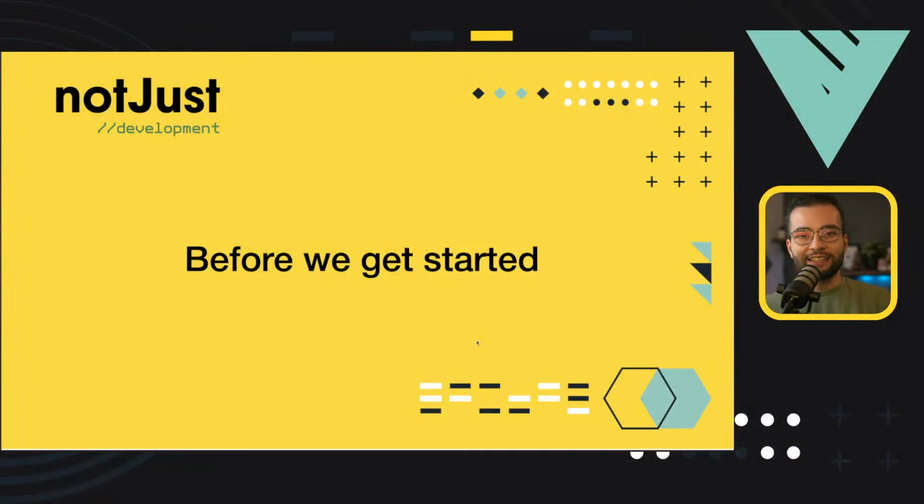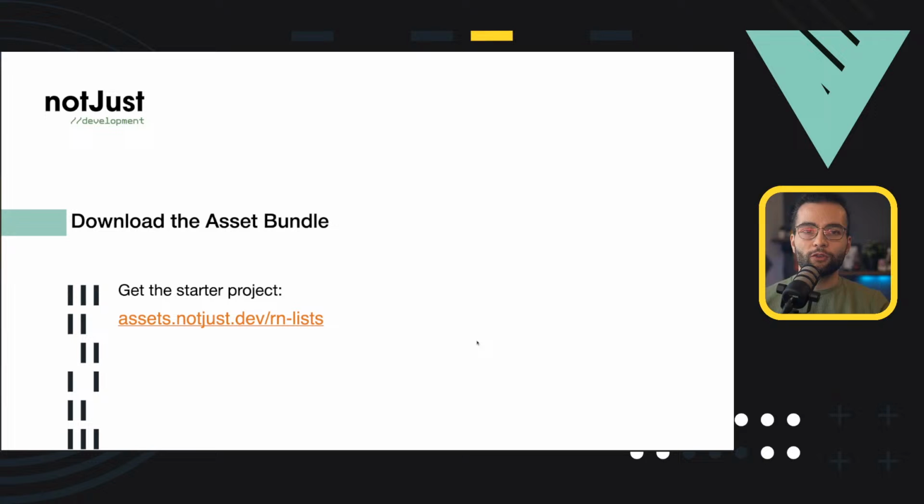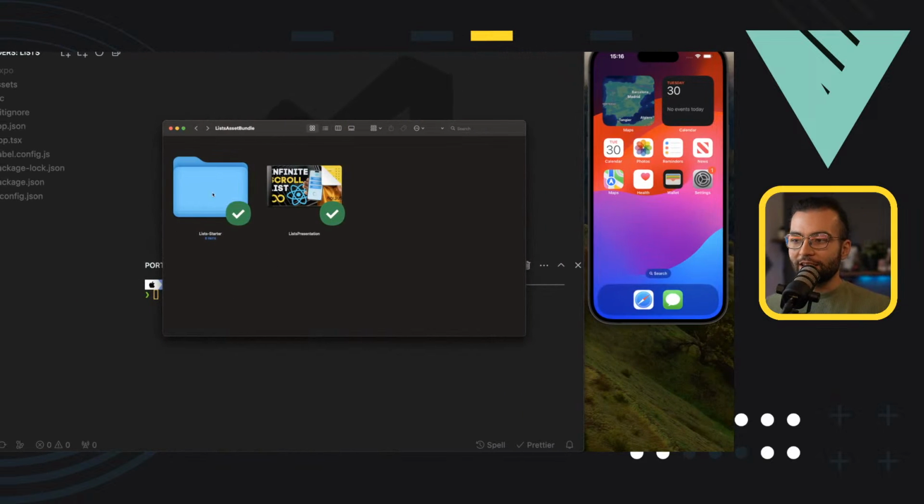So before we get started, make sure to download the asset bundle with the starter project from assets.notjust.dev/React Native-lists, or you can find this link in the description below. After you download that, you're gonna see the starter project and the presentation. Go ahead and open the starter project in your editor of choice.